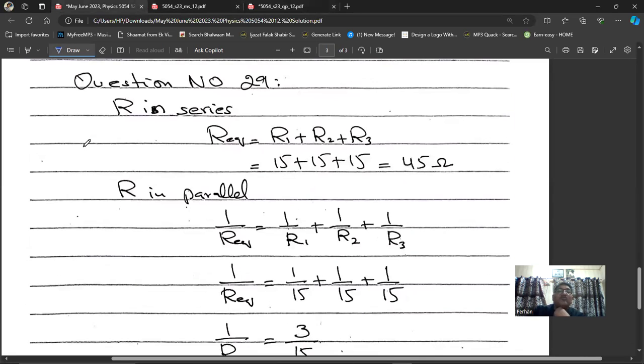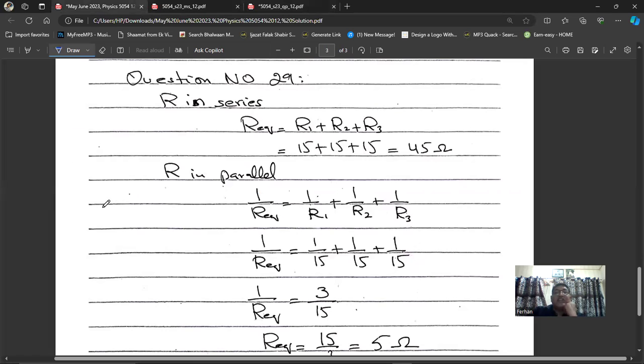So I have done this question. When you connect the resistors in series with each other, their equivalent resistance will be R1 plus R2 plus R3. So that will be 15 plus 15 plus 15, that is 45 ohm. So the maximum resistance can be 45 ohm.